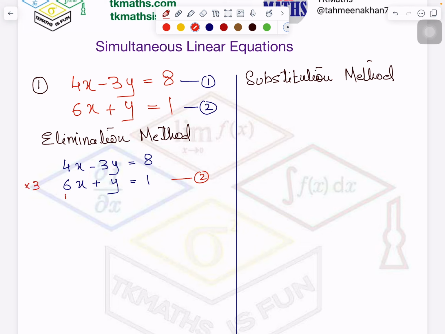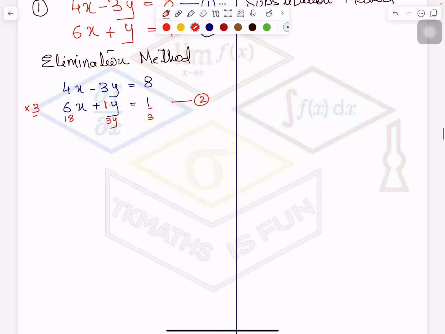So this one will become 6 times 3 is 18x. It is 1 here. When you multiply by 3, it will become 3y. This is 1 here. It will also become 3 because 1 times 3 is 3. So now if I write the equations again, it will become 4x minus 3y equals 8. And the second equation will become 18x plus 3y equals 3. Be careful, don't forget to multiply what is written after the equals sign. This is the common mistake students make.